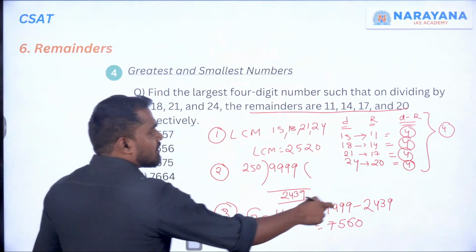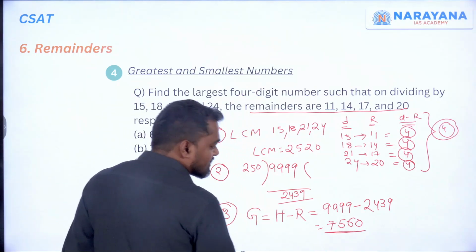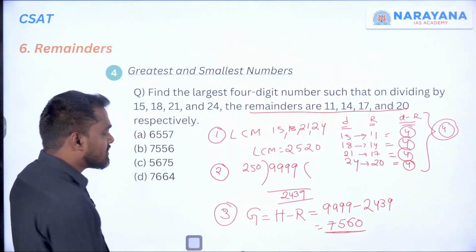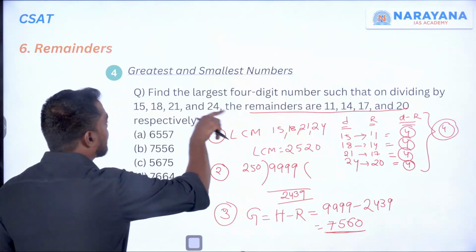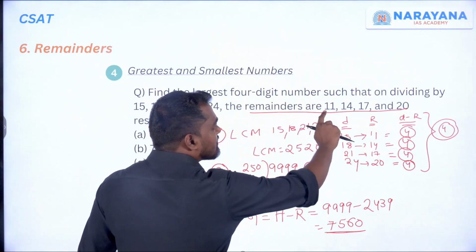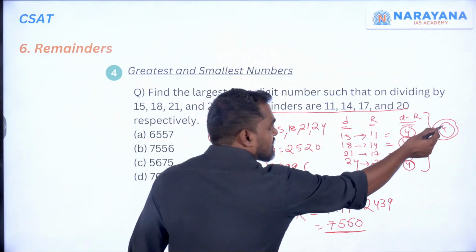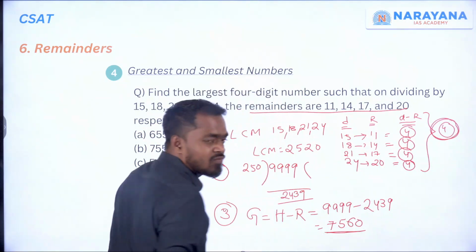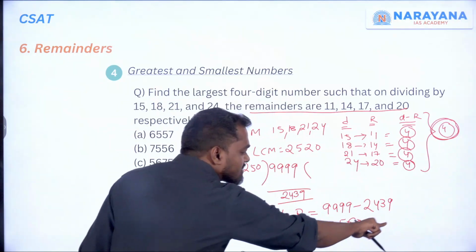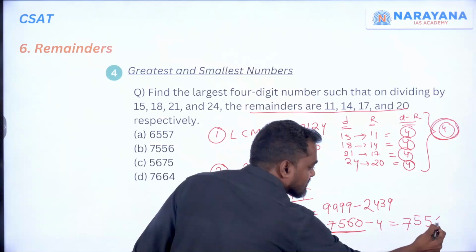Now you have kept this 4 separately. Here you are getting that 7560. This 7560 is perfectly divisible by all these numbers. Now they are leaving the remainders 11, 14, 17, 20 in each case. The same difference in each case is 4. Subtract this difference from here. That is your answer. 7556.